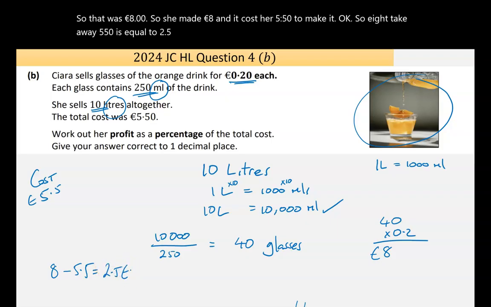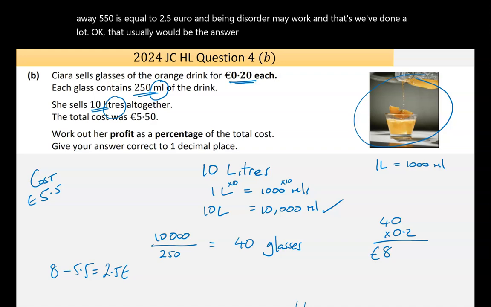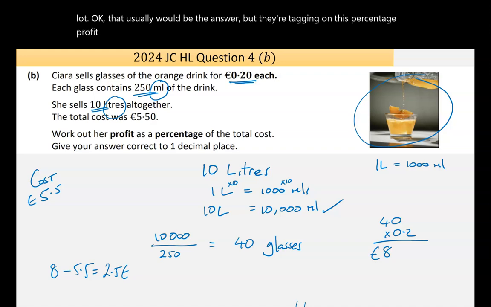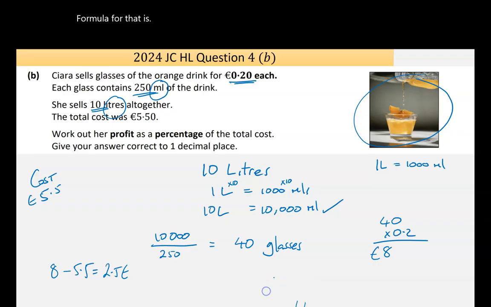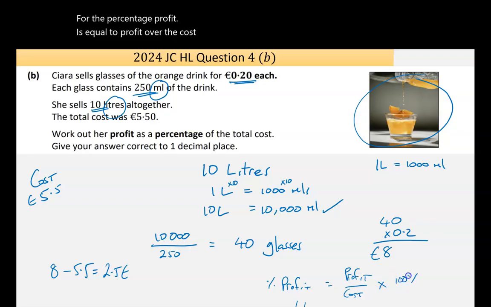I'm being disorganized in my work, and we've done a lot. That usually would be the answer, but they're tagging on this percentage profit. So the formula for that is, the percentage profit is equal to profit over the cost multiplied by 100%.